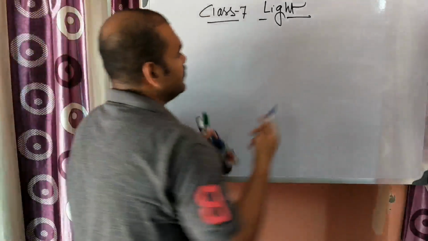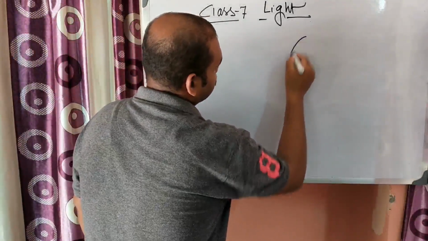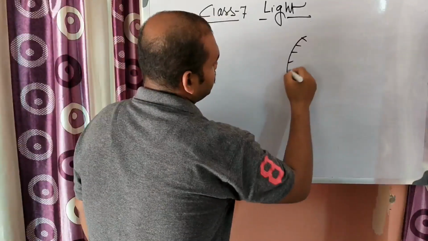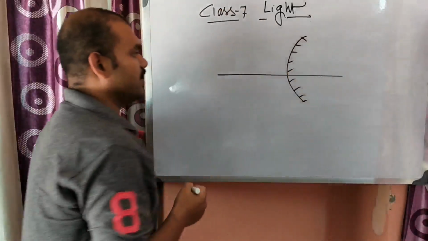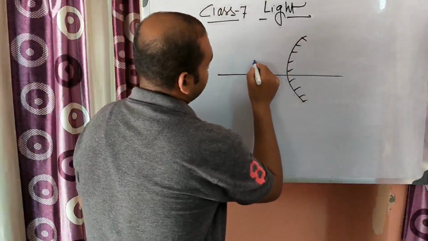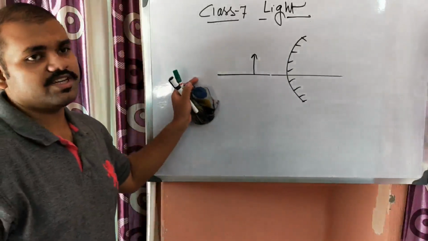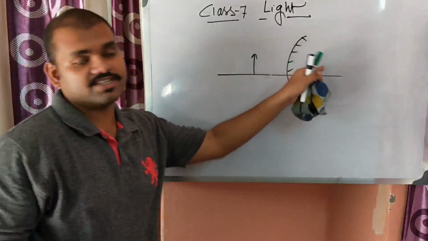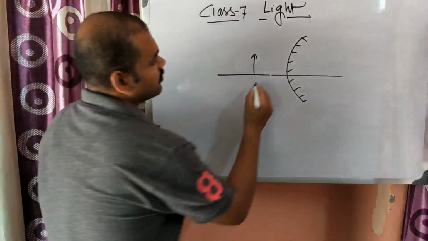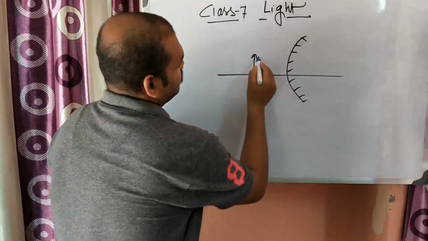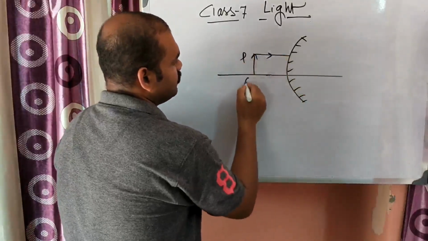Next is the case of the convex mirror. In the case of a convex mirror, remember one thing: a convex mirror always produces one kind of image. If an object is at infinity, then it produces an image at the focus and a highly diminished image. But in the case of any other position, suppose the object is PQ.